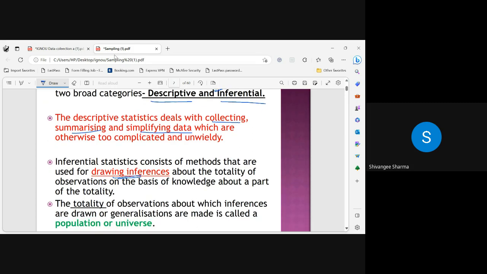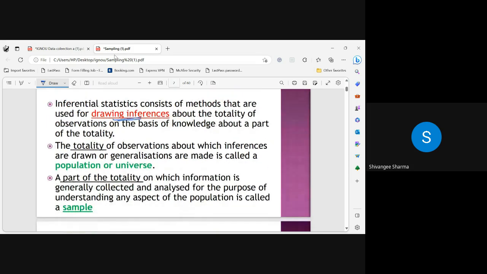the descriptive data. Now, the totality of observations, right? Whatever data you have collected for a particular problem, that data is known as population or universe, right? Totality of observations, all the observations which can be drawn, from which inferences can be drawn and generalized, that is population or universe, right?